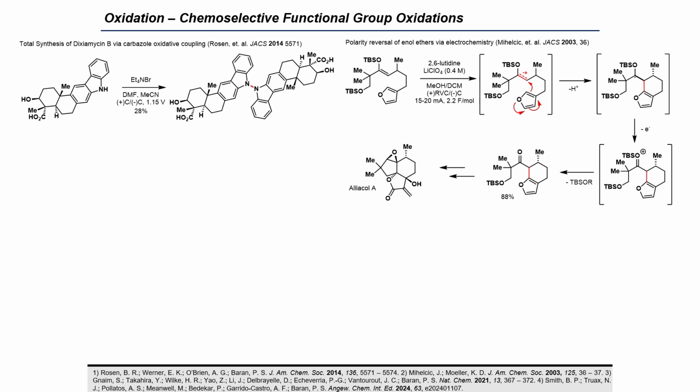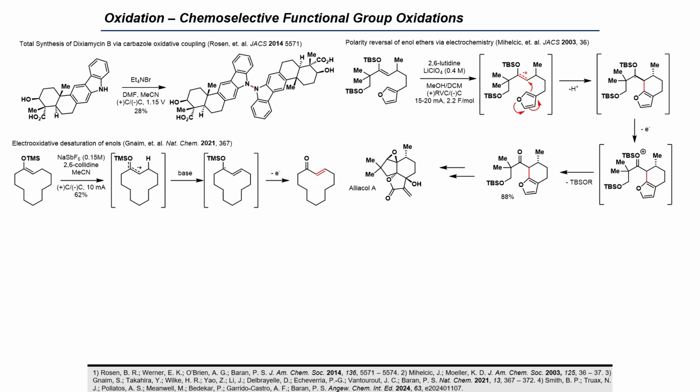This enol oxidation tactic was recently leveraged by the Baran lab to achieve desaturation of enols to forge enones. Mechanistically, this proceeds via one-electron oxidation of the enol to the radical cation, which acidifies the beta proton enough, making it prone to base-mediated elimination. Once the olefin is formed, a second one-electron oxidation and loss of TMS cation restores the ketone.